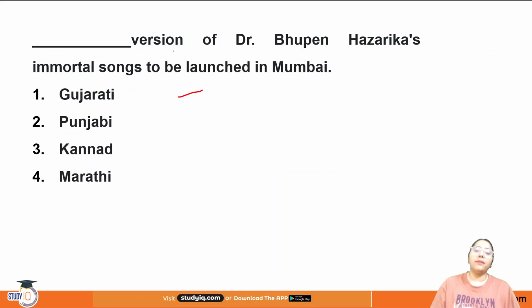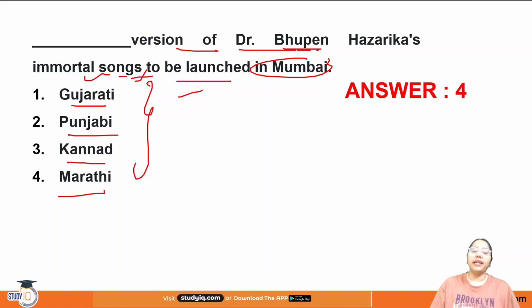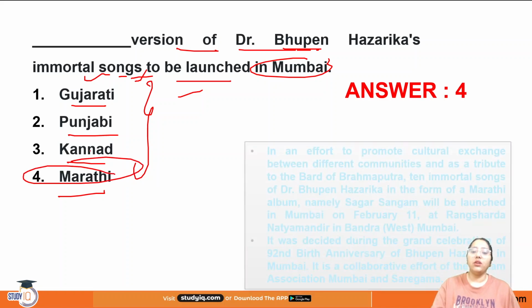Next question is about Dr. Bhupen Hazarika's immortal songs. Which particular version of Dr. Bhupen Hazarika's immortal songs was launched in Mumbai? Options are Gujarati version, Punjabi version, Kannada version or Marathi version. The correct answer will be Marathi version was launched.